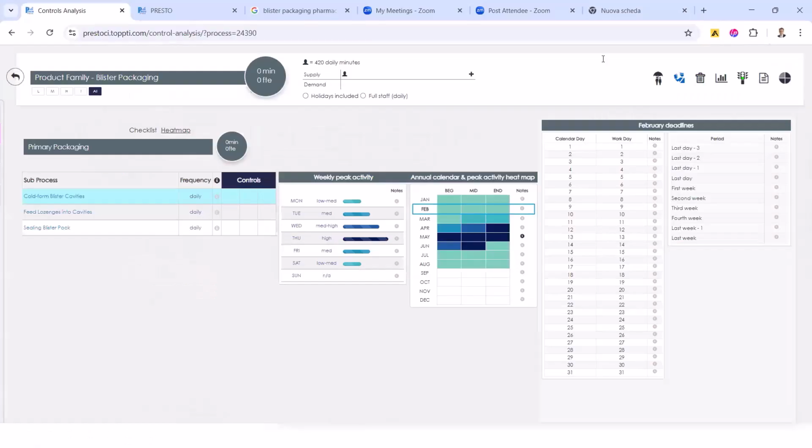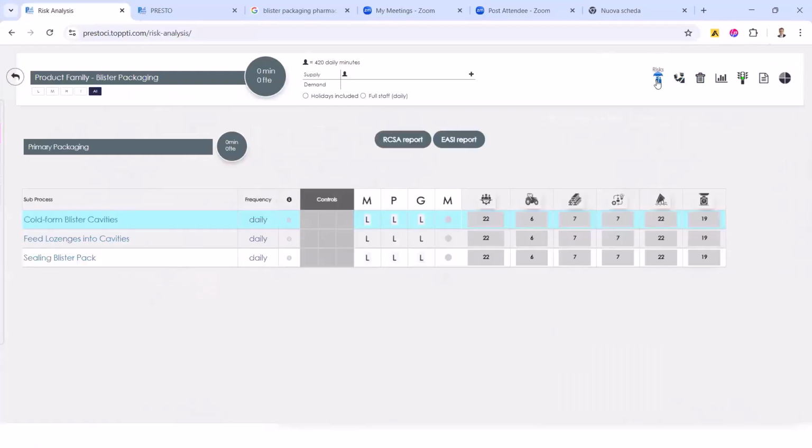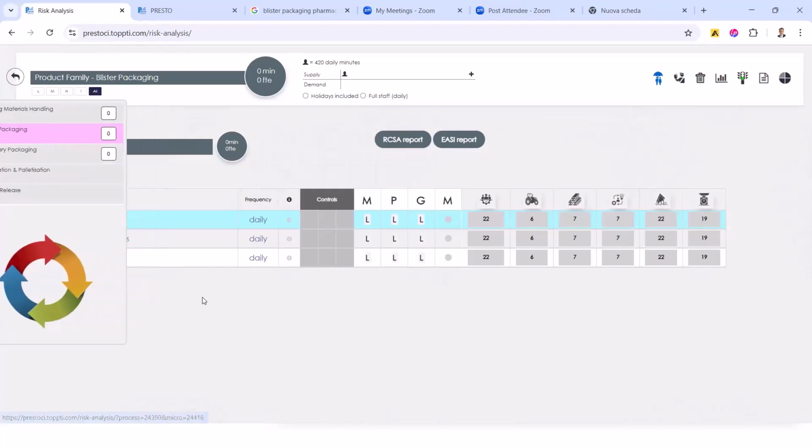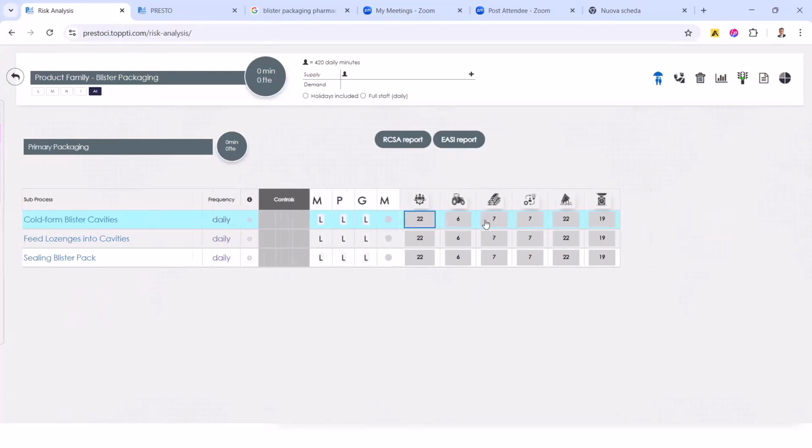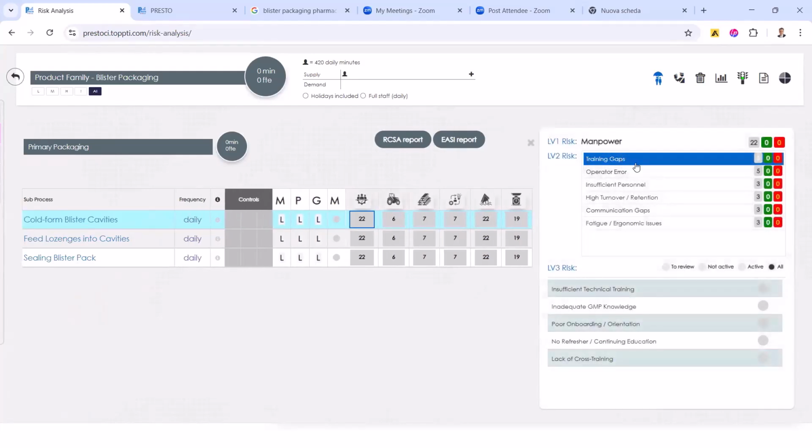Going back to our dashboard, here's our new risk management 6M dashboard. So you can see, again, there's her macro processes. Here's her micro process, cold form blister cavities. So here's your 6Ms across the board. And immediately, you know, in manpower, we have 22 tier 3 risks that we need to understand what they are. So you click on that and you can see level 2, we got training gaps. So let's talk about training gaps. There's 5 types of training gaps: insufficient technical training, inadequate GMP knowledge, poor onboarding orientation, no refresher continuing education, lack of cross-training.